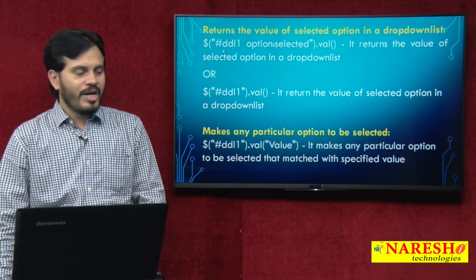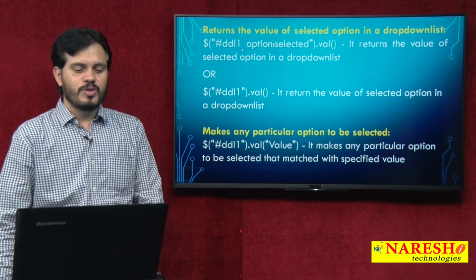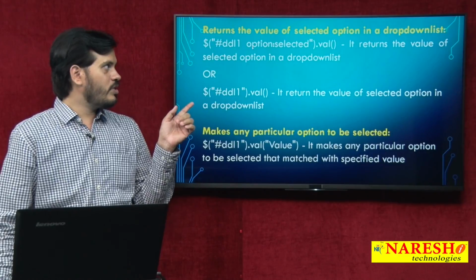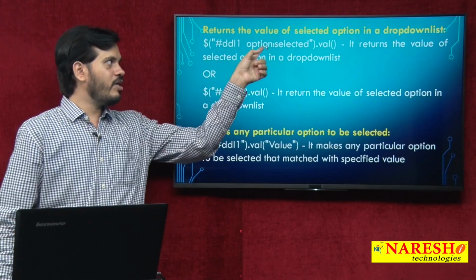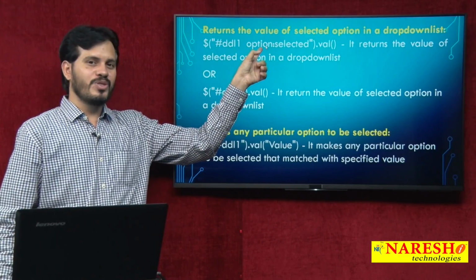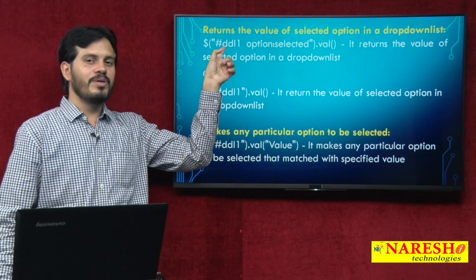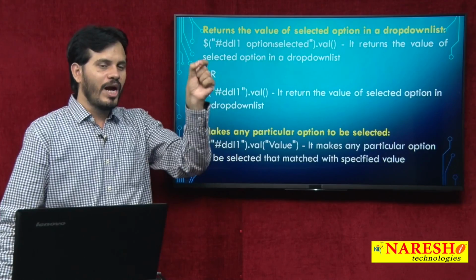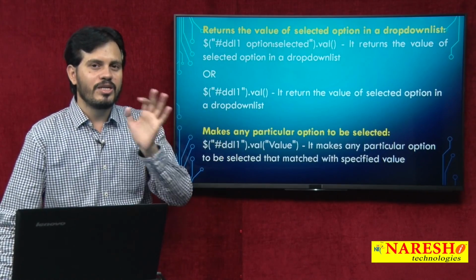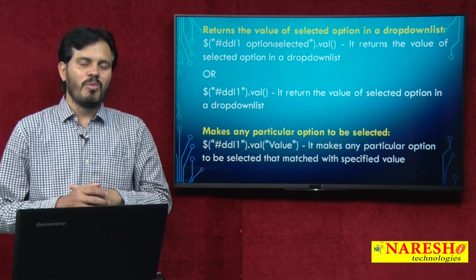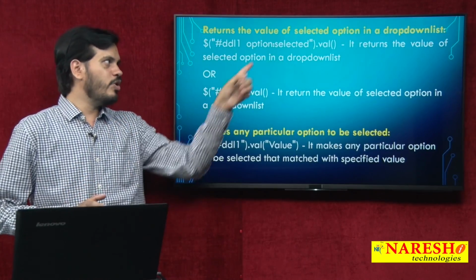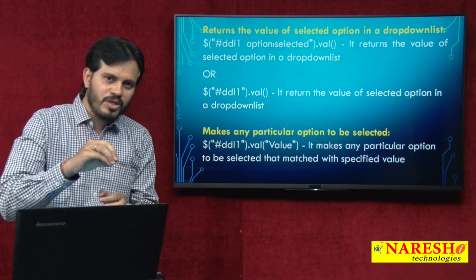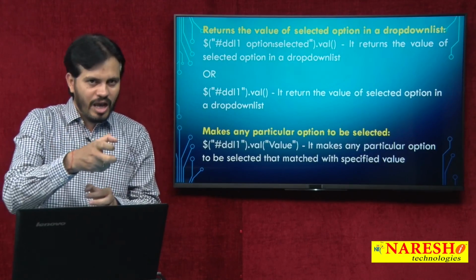So what we'll write: $#DDL1 space option. This looks for all the options inside this element. But because of the expression colon selected, only the option which is selected is picked. In a drop down list, how many options are selected? Only one. So it's going to look for the one selected option, and from that selected option, we want to fetch the value.